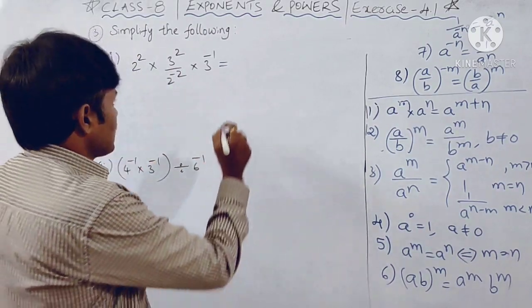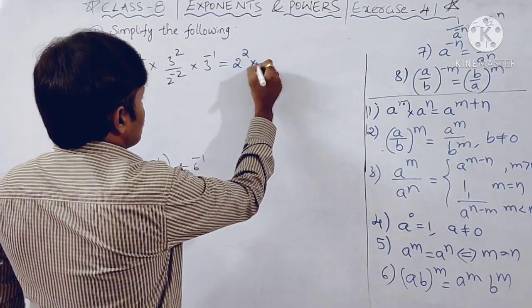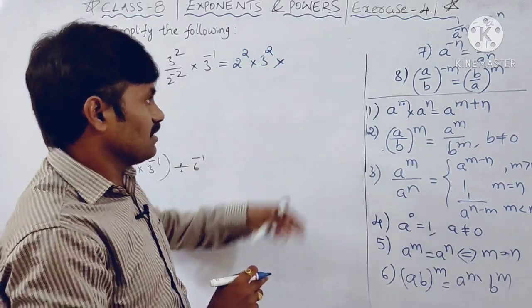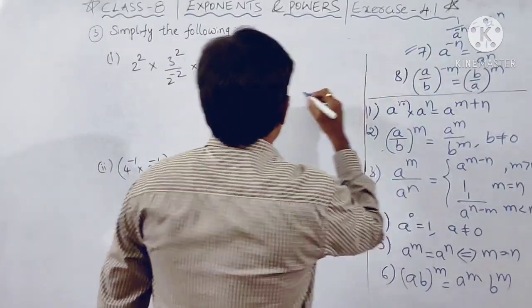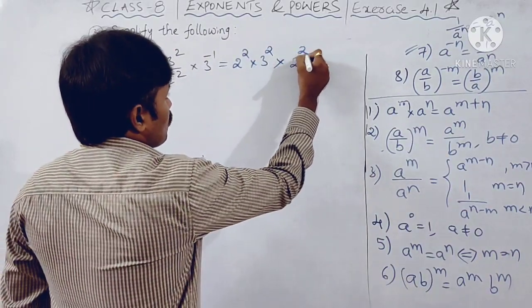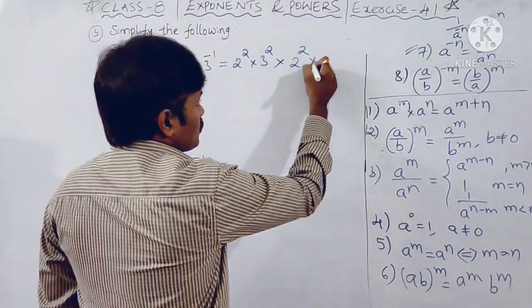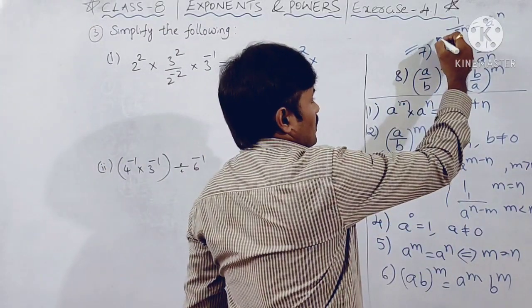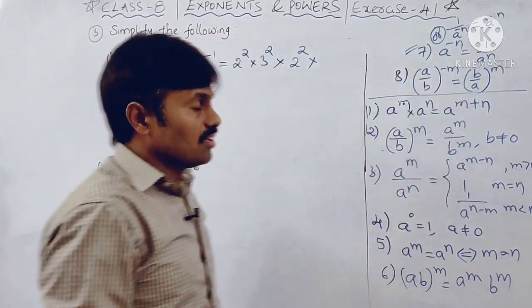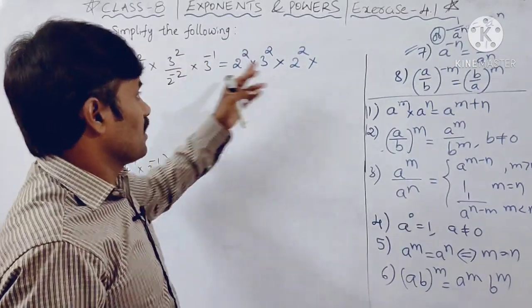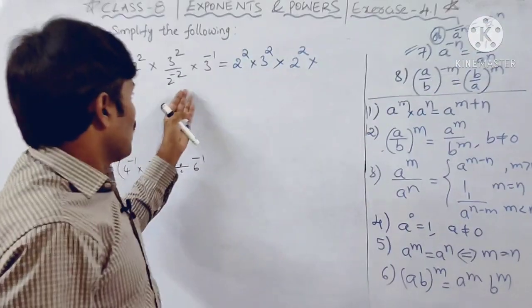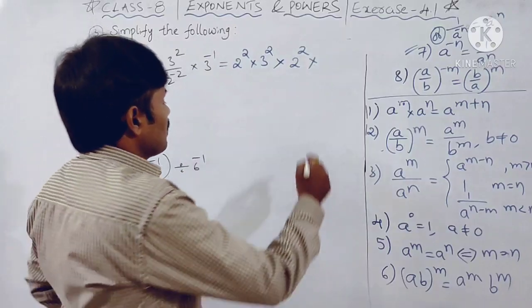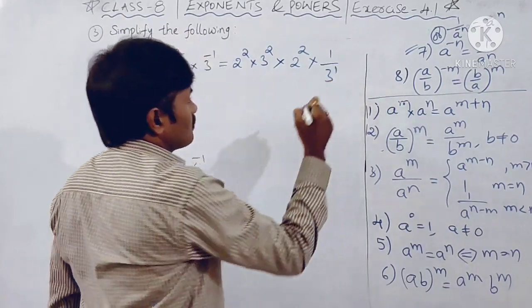Okay, so this can be written 2 to the power of 2 into 3 to the power of 2 into, if we shift this 2 power minus 2 to the numerator, then by using this formula, seventh one, it becomes plus 2 power plus 2. Okay, into, here 1 by a power minus 1. So this is the seventh one only. Now 1 by a power minus n can be written as a power plus n, and a power minus n can be written as 1 by a to the power of n. So 3 power minus 1 can be written as 1 by 3 power 1.